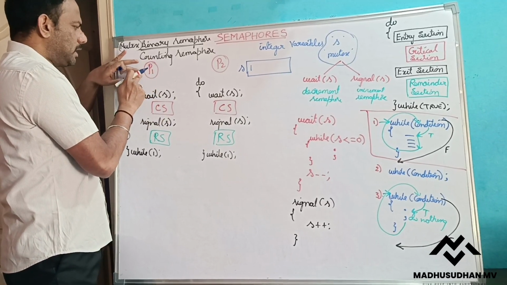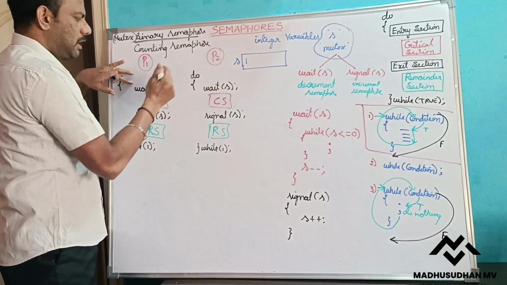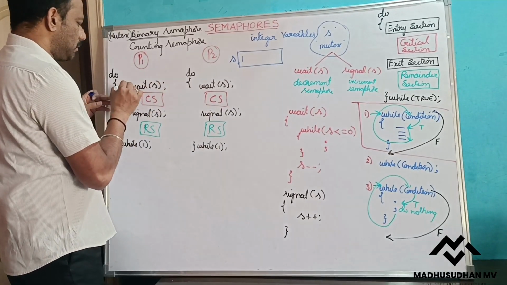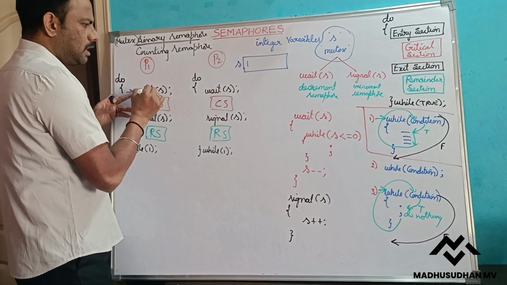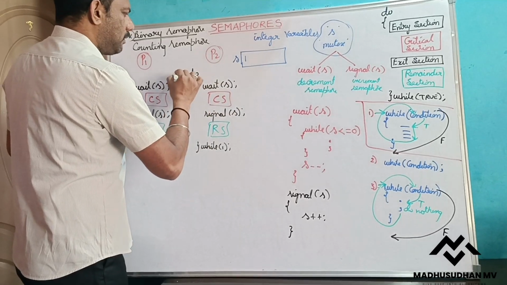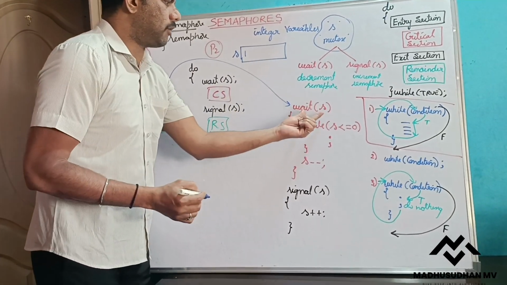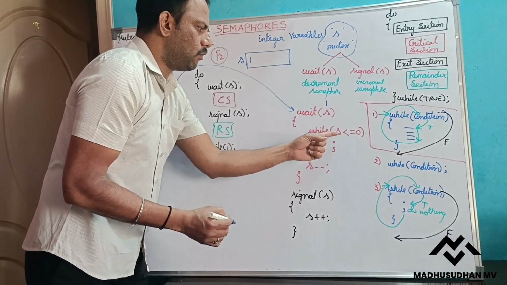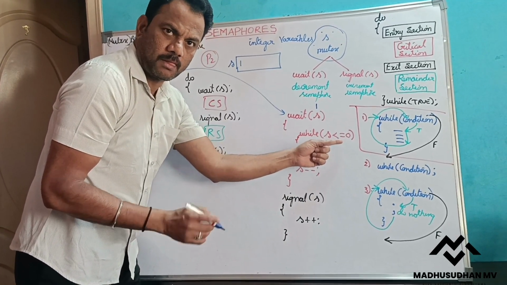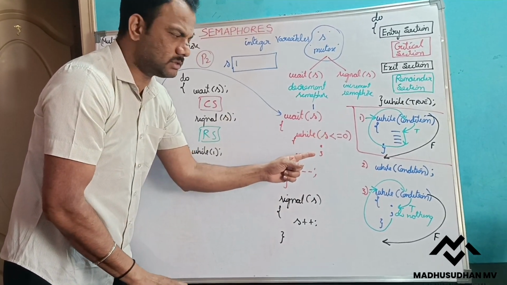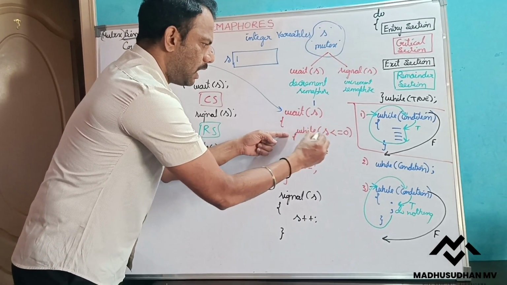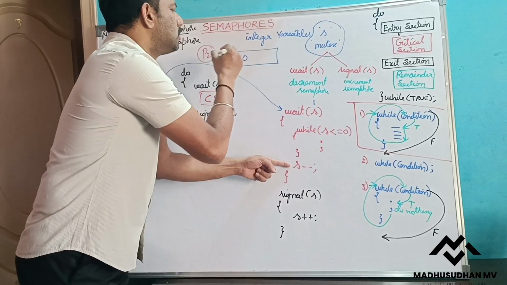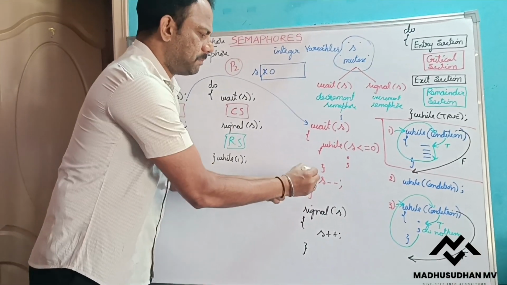Whenever P1 wants to enter, first you check wait of s. It calls the function, and control goes to the wait function. Now wait of s gets value 1. Inside the while, 1 less than or equal to 0 is false, since 1 is not less than or equal to 0. The condition is false, so it comes out of the while loop, s minus minus. That means it updates s to 0, decremented. Now it simply comes out.